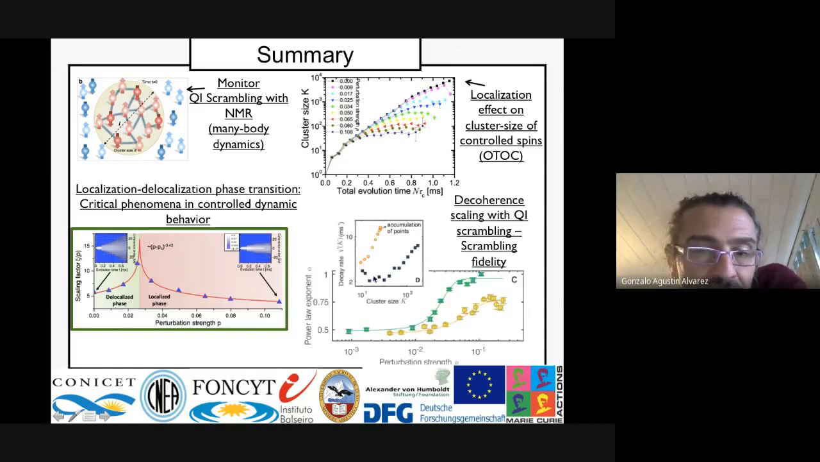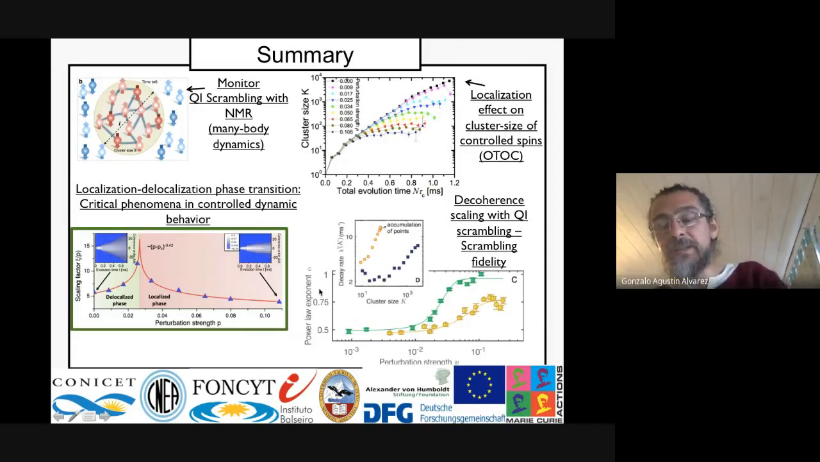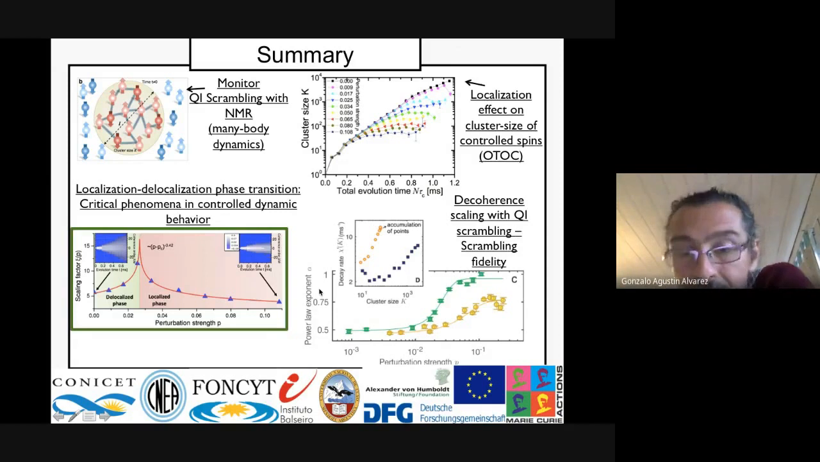And also, as I showed you in the last slides, the sensitivity to a perturbation depends on the instantaneous size of correlated spins, but the sensitivity to the perturbation, which is related to this power law exponent, is weaker if we are in the localization regime. So the decoherence effects are also weaker if we are able to reduce the perturbation strength below this threshold.